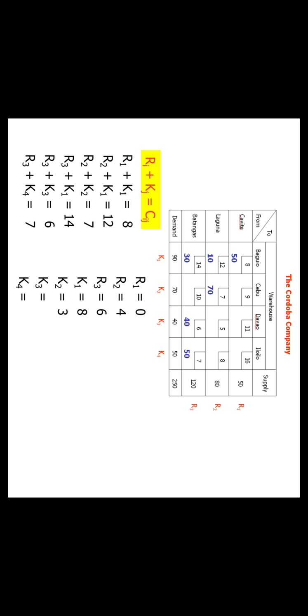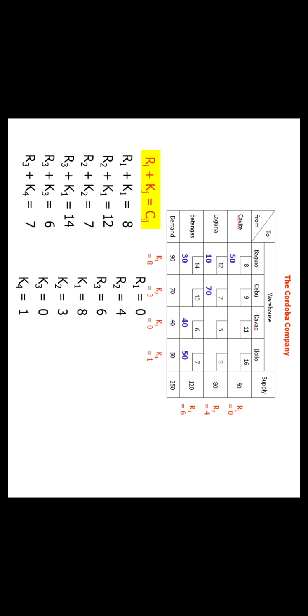If R sub 3 is equal to 6, for the fifth equation to be true, then K sub 3 should be equal to 0. Again, if R sub 3 is equal to 6, for the sixth equation to be true, then K sub 4 should be equal to 1. So after determining the values of your row and column indicators, we just write them down again on our tableau.